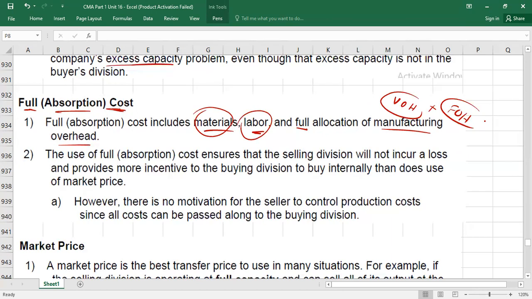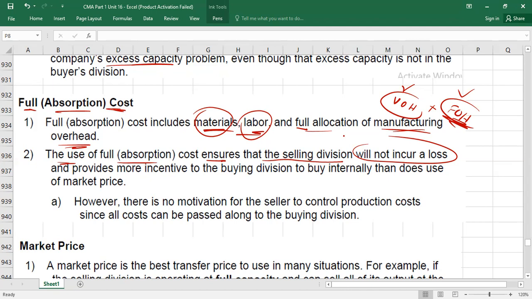This could also be the policy. But here, if you set the transfer price as full absorption cost, at least you are recovering your fixed cost of production also, because fixed cost will also be part of the cost of the product here. Understood? At least you are recovering that. So it is written that full absorption cost includes material, labor, and full allocation of manufacturing overheads, which include variable overhead and fixed overhead. The second point is that the use of full absorption cost ensures that the selling division will not incur a loss. At least he is recovering fixed production cost also. Right?